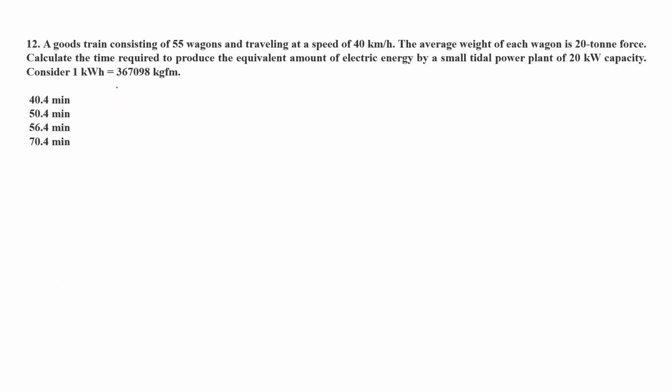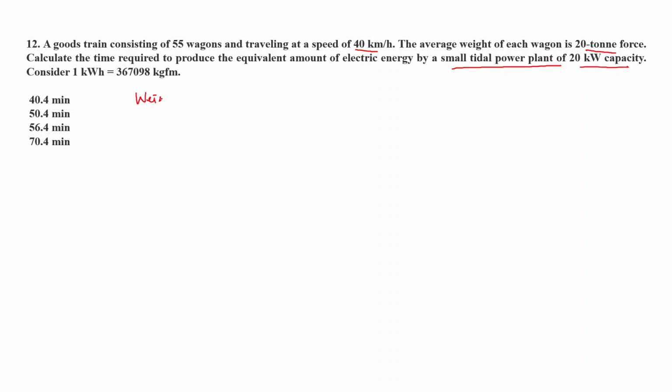So let us solve this. A goods train consists of 55 wagons, and the average weight of each wagon is given. It is traveling at a speed of 40 kilometers per hour. We have to calculate the time required by a small tidal power plant whose capacity is 20 kilowatt to produce an equivalent amount of electrical energy as this goods train.